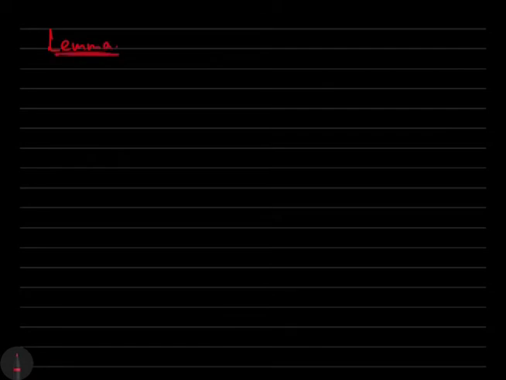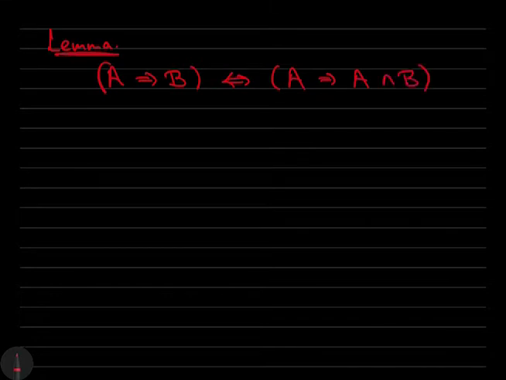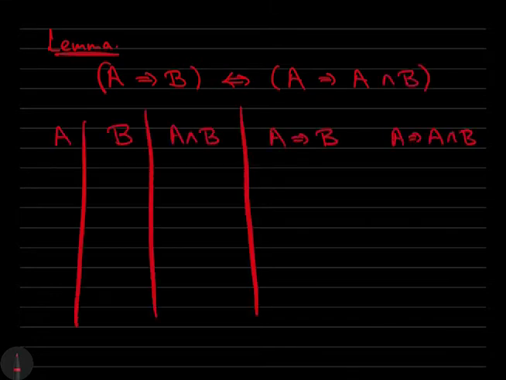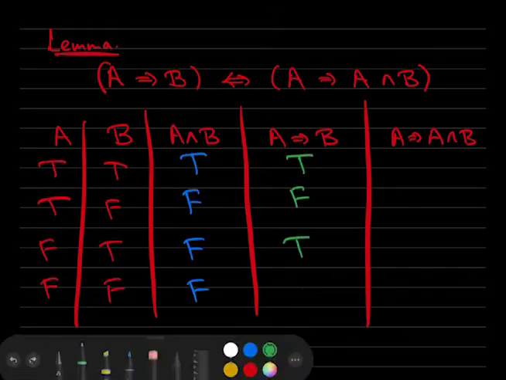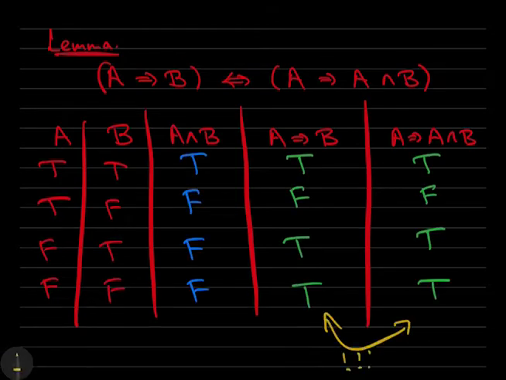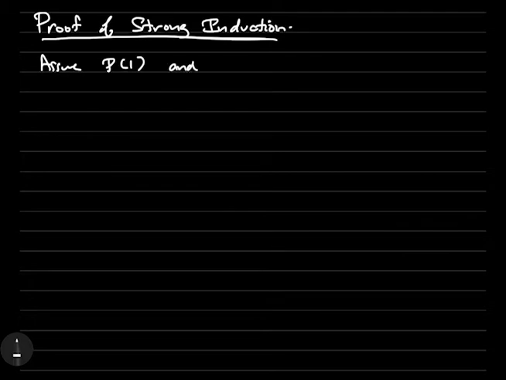Before we do that, let's first write down a lemma in predicate logic. The statement A implies B is equivalent to the statement A implies A and B. To prove this, we're going to just write out the truth tables and see that they are equivalent. Okay, so now how do we prove strong induction? Let us rewrite the theorem that we're trying to prove here. It turns out that we can do it without much work as long as we have one clever definition.